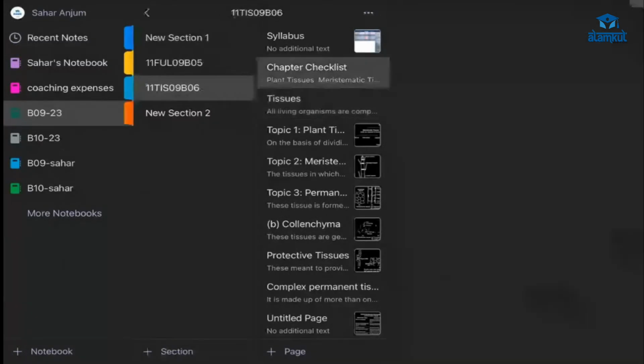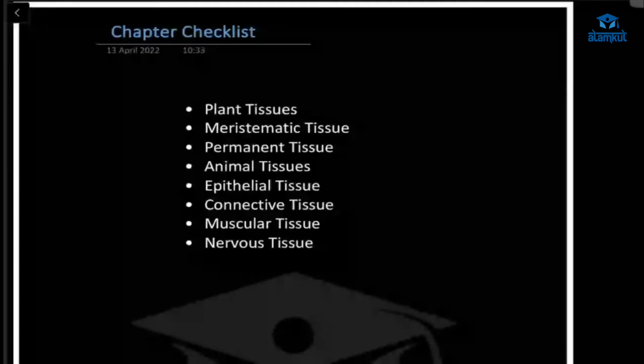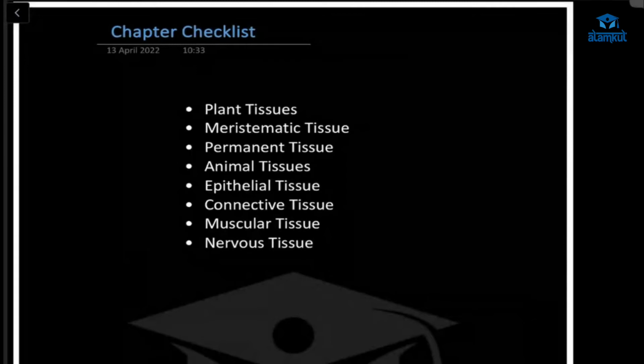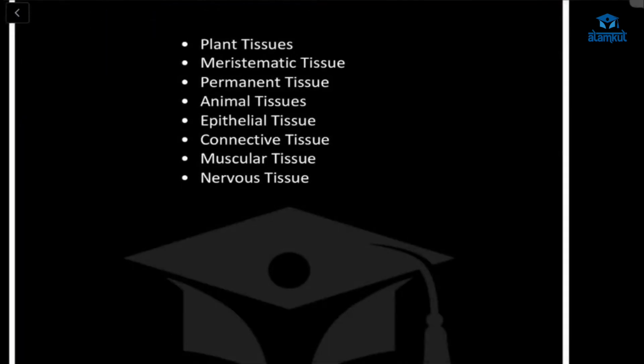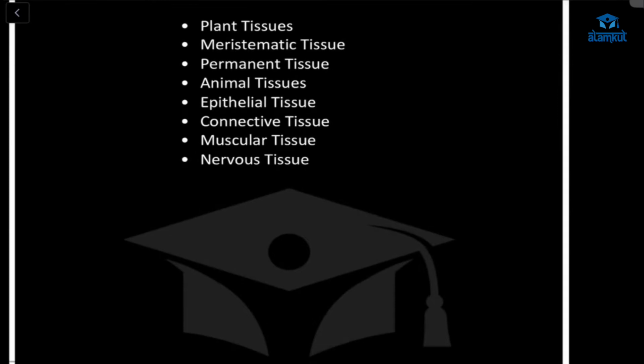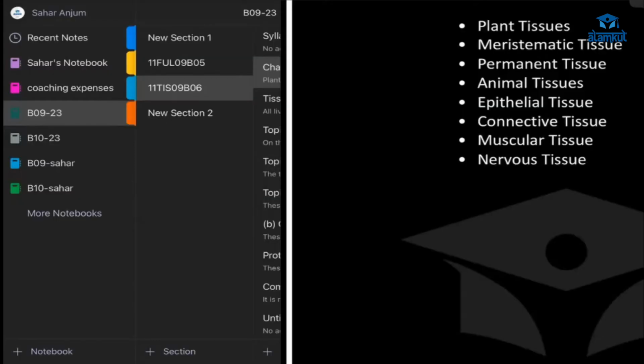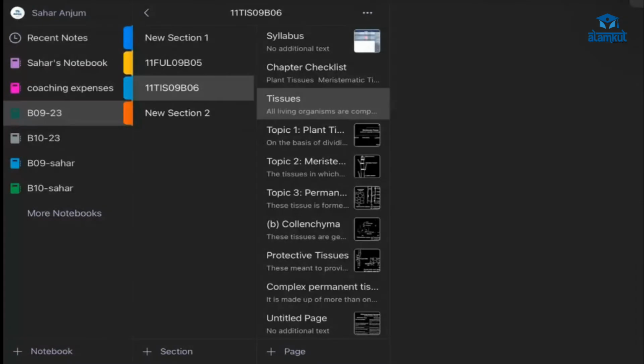Okay. Yes, ma'am. So what we are going to do is study plant tissue. Inside that there is meristematic tissue and then there is permanent tissue. Then we are going to study animal tissue. After that there are four types: epithelial tissue, connective tissue, muscular tissue, and nervous tissue. Okay. So now we'll start with tissues.